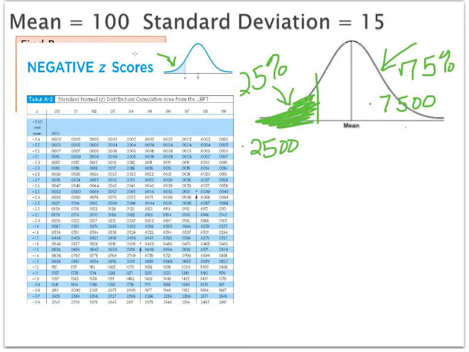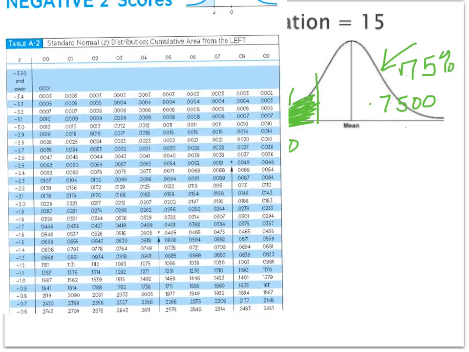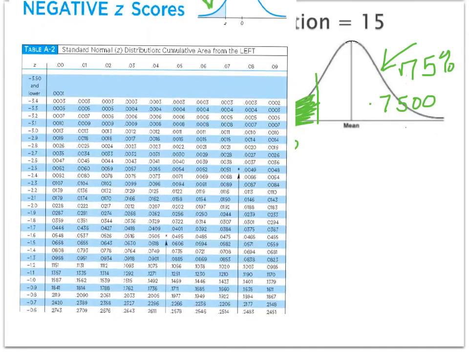So you need to look in the body of the chart as opposed to in the outer column and row to find 0.2500. So we look as close as we can get to that value, to 0.2500. I don't have the whole chart here, but I know that I have enough. I'm going to make it a little bigger so we can see it. 0.2500, as close as I can get, is 0.2514. And the z-score that is associated with that is negative 0.67.